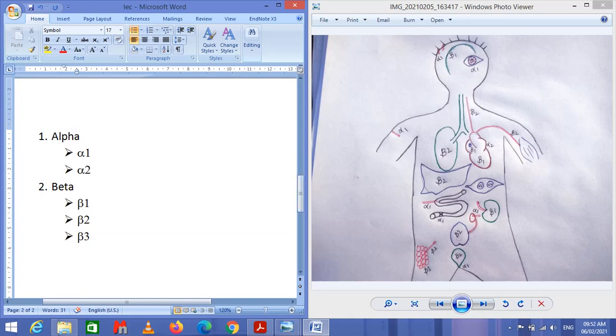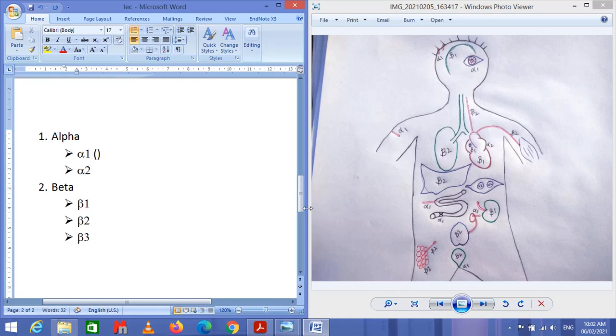For example, there are two types of alpha receptors and three types of beta receptors, and each of the receptors has a different nature. Almost the composition or chemistry of each and every receptor is somewhat matching, but still all of them have different functions. I'm going to make it very easy for you.